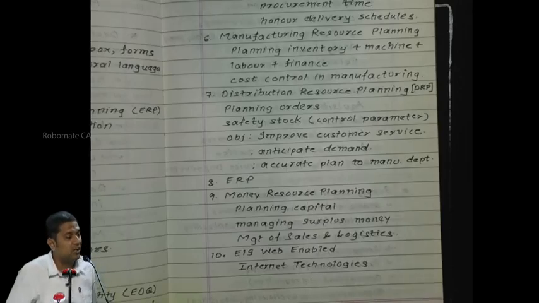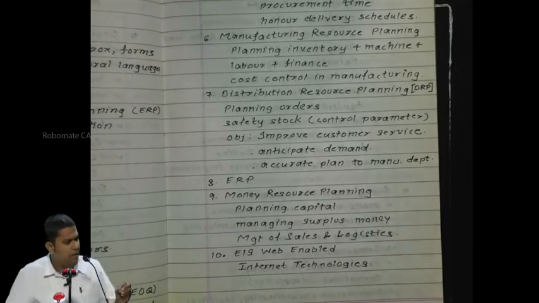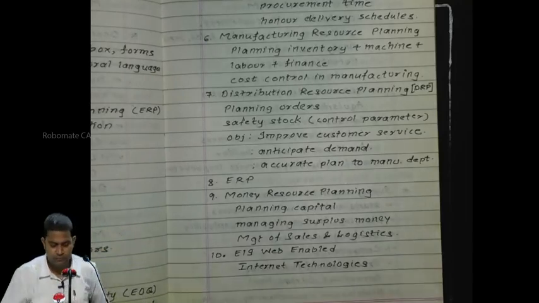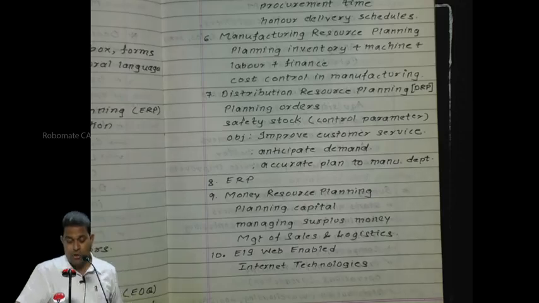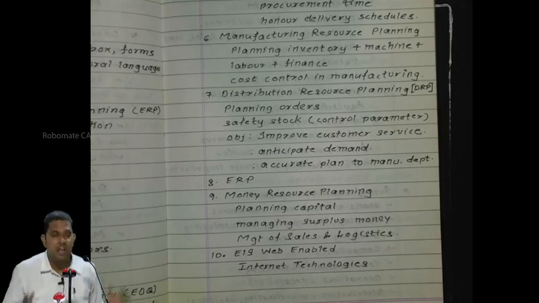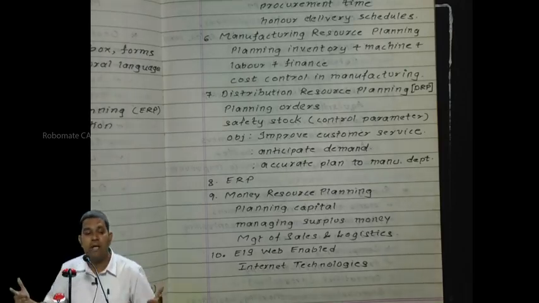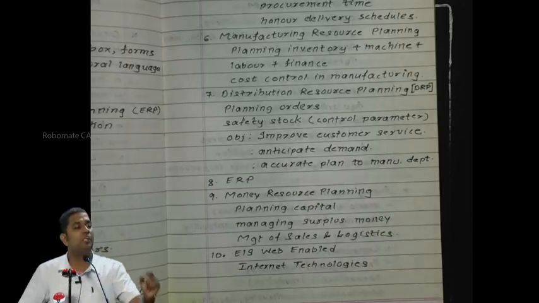And is also management of sales and logistics. How to manage the sales and how to manage the movement of the goods, maybe from a raw material firm to a company or from company to the customers. It is often referred to as logistics. And then the last point is EIS web enabled. So this EIS is Enterprise Information System. Whatever information is available inside our enterprise, if we want to communicate the same information to the outsiders, our information should be web enabled. So you will be using all the internet technologies available so that you can give the right information to the people.